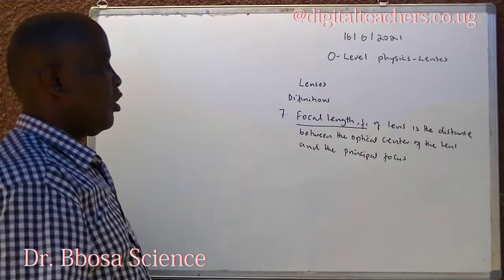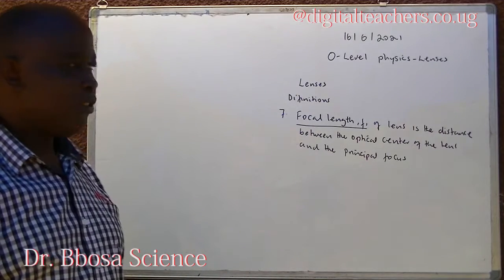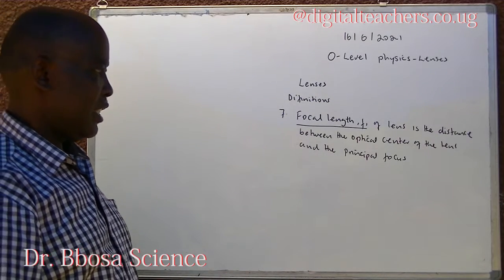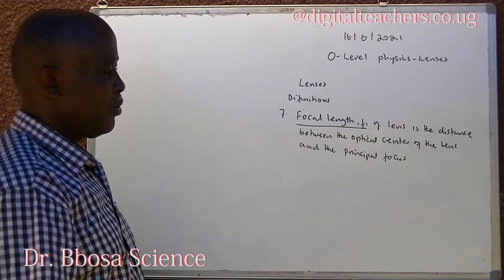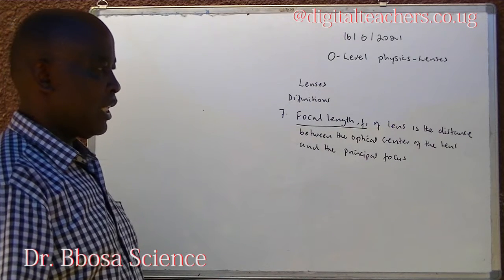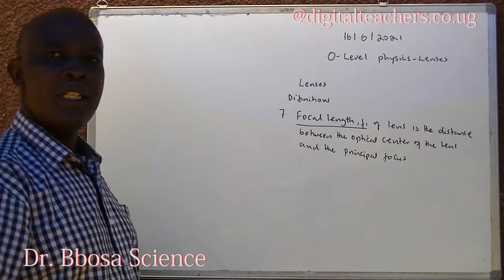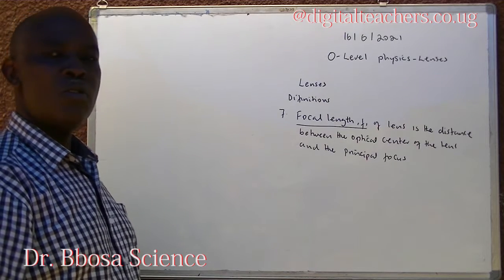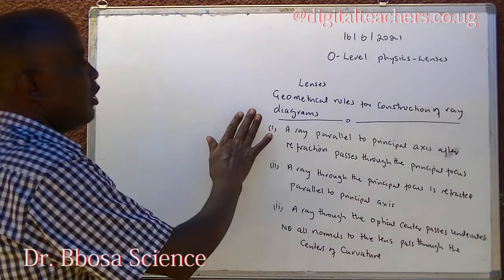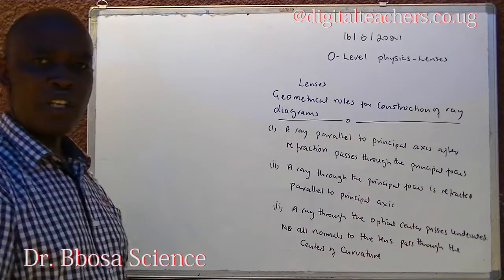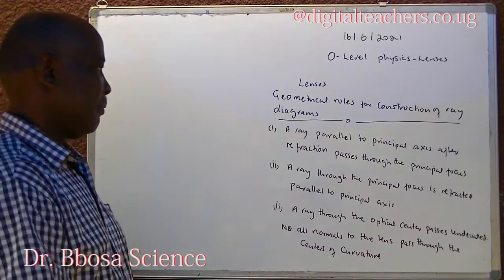7. Focal length F of a lens is the distance between the optical center of a lens and the principal focus. Geometrical rules for construction of ray diagrams.